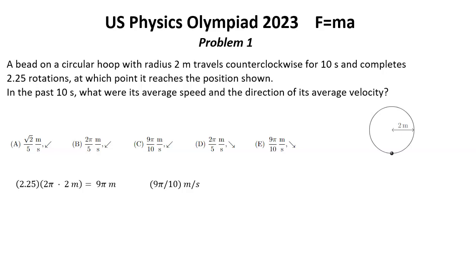To find the direction, we know that 10 seconds ago the bead was initially at the left side of the hoop, like on this picture. So the direction of the average velocity is this one, which is given our answer E. So that's a correct answer for problem number 1.